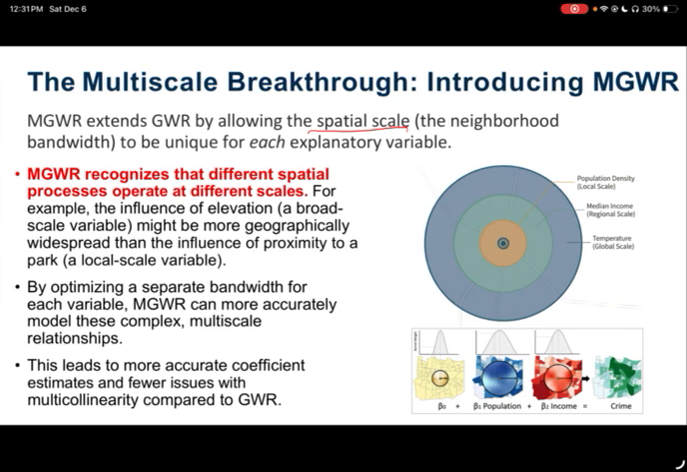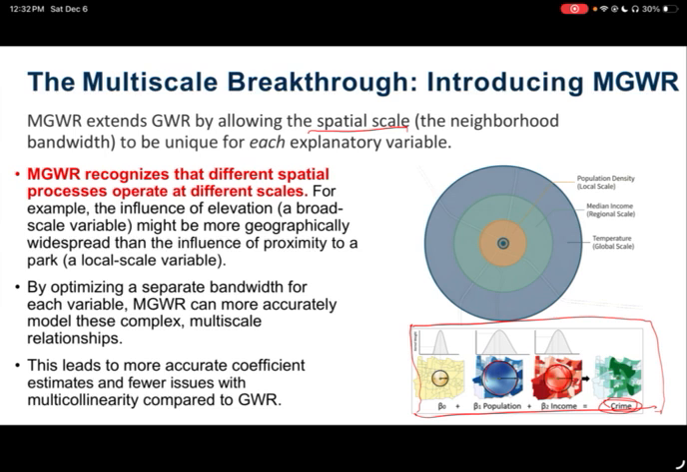So MGWR recognizes that different spatial scales can operate for different variables. For example, the influence of elevation might be more geographically widespread than the influence of proximity to a park. And you can see in this figure also, if we want to predict crime based on income and population, maybe income has a smaller scale or a more local impact on crime compared to population.